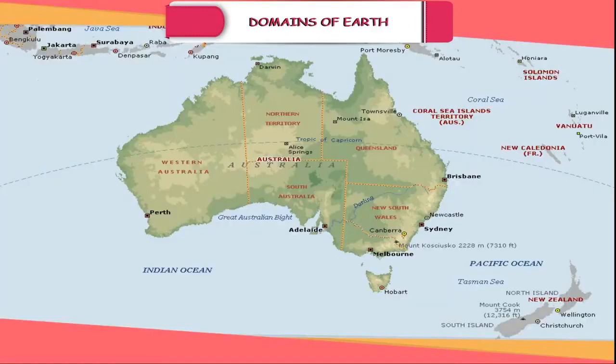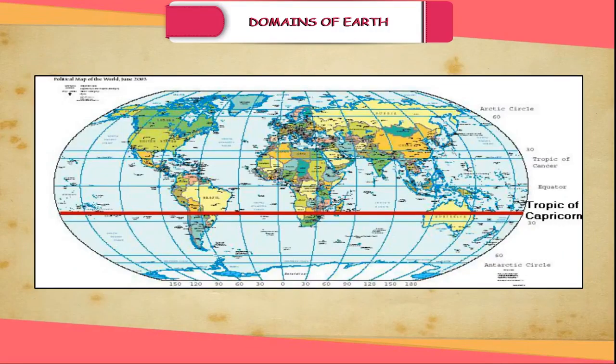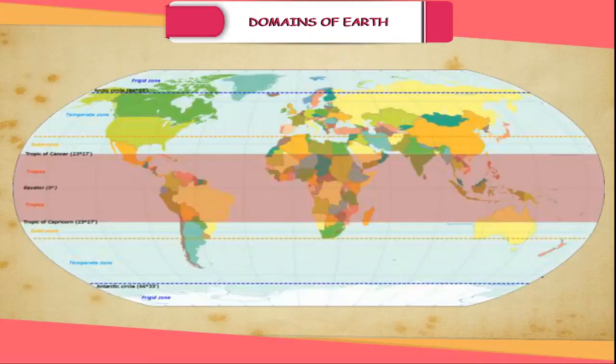Australia. The name Australia comes from the Latin word australis, meaning southern. This continent lies entirely in the southern hemisphere. The Tropic of Capricorn passes through the middle of this continent. It is also called the island continent because it is surrounded on all sides by the oceans.